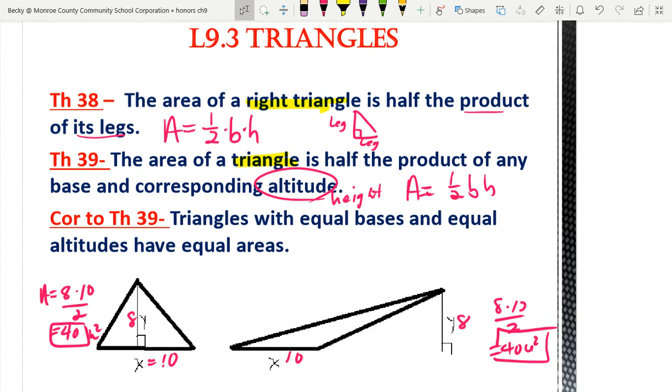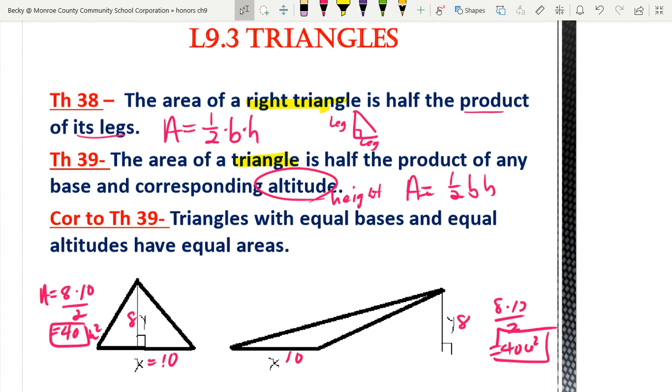Now, for Theorem 38, he says it's the product of the legs. And I drew a little picture here. And the legs actually are the base and height. So it's exactly what we've been doing if I just have you find the area. And you'll just have to distinguish between the two theorems based on whether it's a right triangle or not.